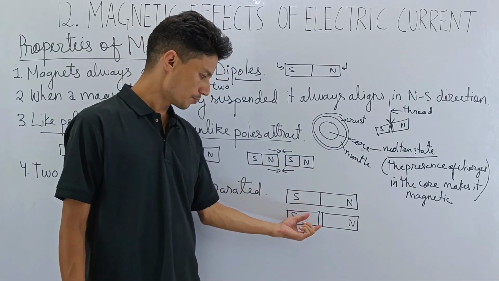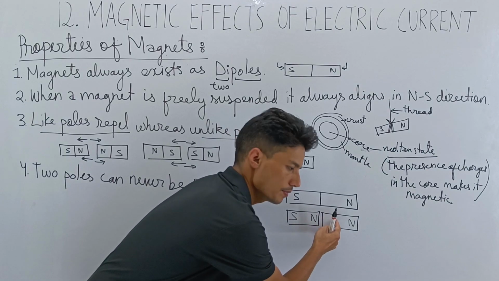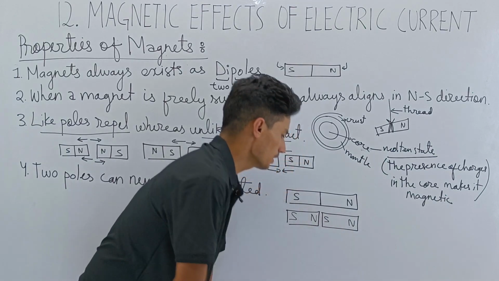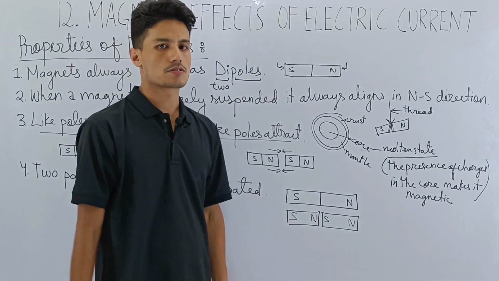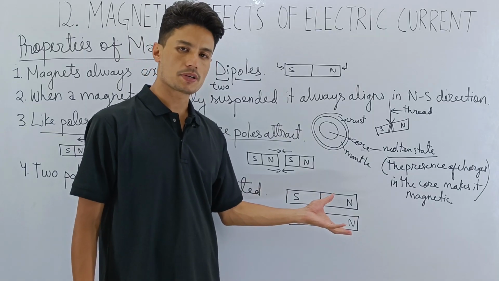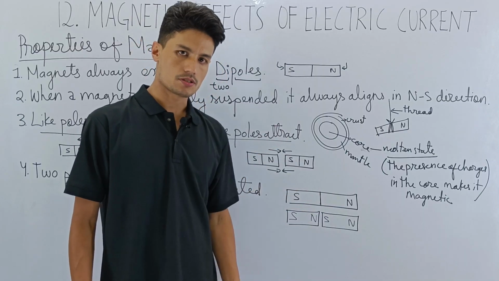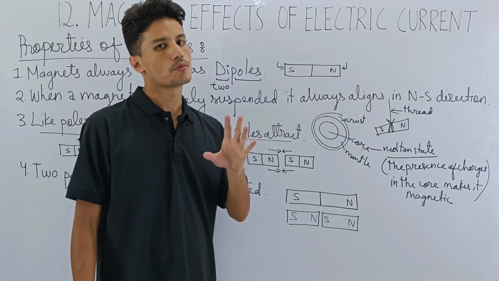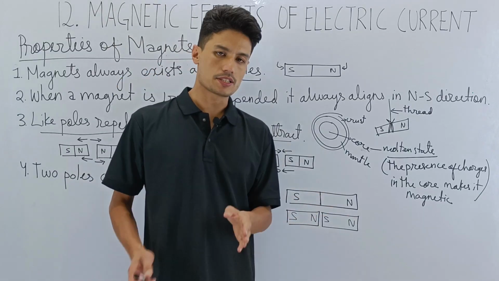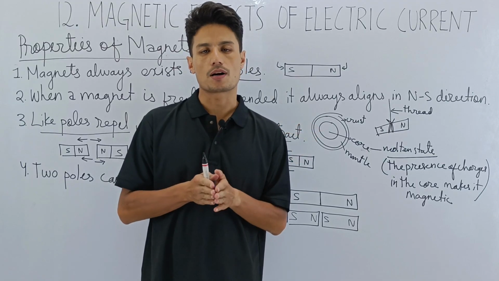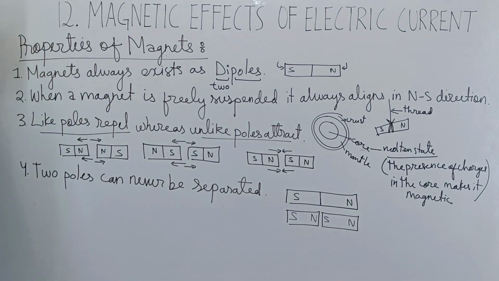So the moment I split it like that, what will happen? A corresponding north will be developed here, and on this part of the magnet, a corresponding south will be developed. So this is what happens when you break a magnet into two parts or three parts. No matter how many parts you break it, every single piece of the broken pieces will have two poles. It will develop its own corresponding poles. So don't think that you can separate the two poles from a bar magnet. It is impossible. So my dear students, these are the properties of magnet.